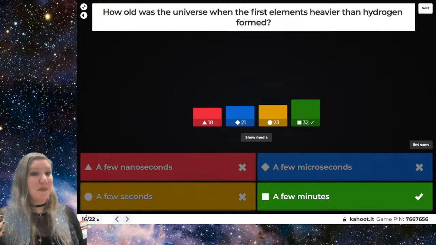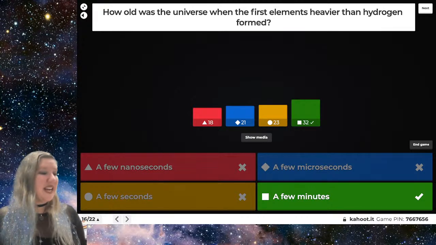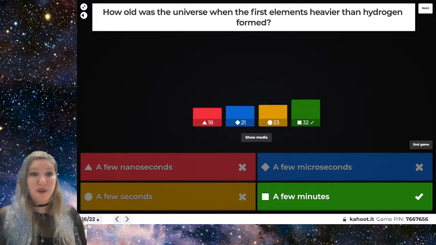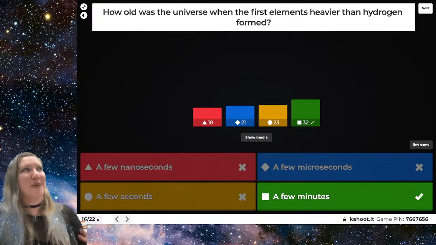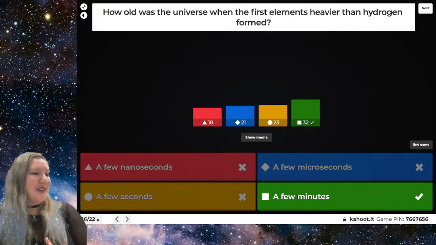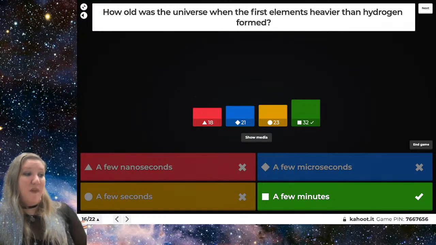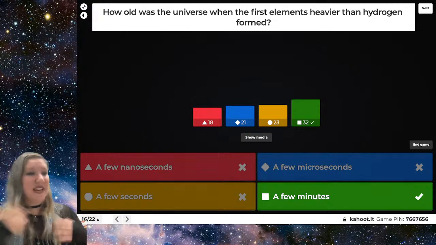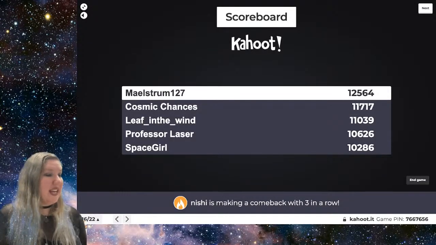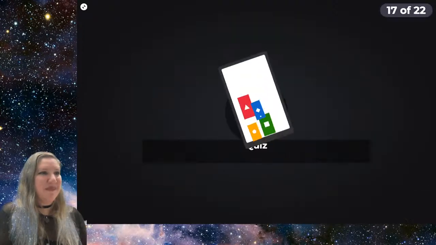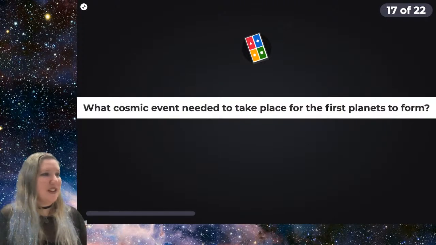So most of the helium that we see in the universe was actually formed within the first roughly 20 minutes, with trace amounts of lithium and beryllium in the very, very early universe. And any heavier elements than that were all created later when the first stars formed. All right, looking once again at our scoreboard, it's just about the same. So let's move on to our next question.